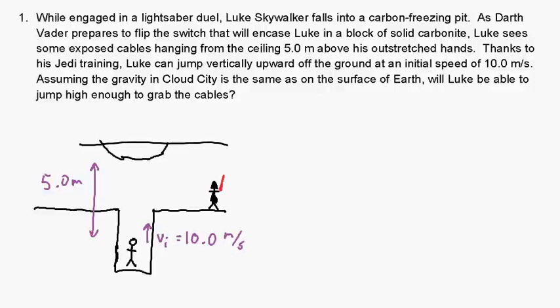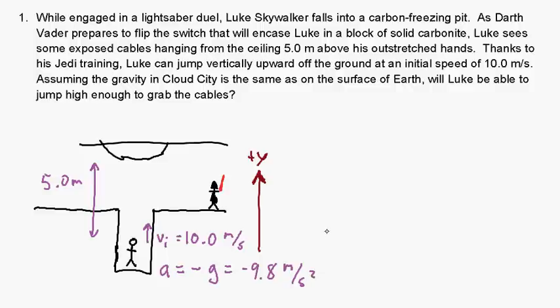Does he reach the cables? So first of all, just to be clear, let's establish our coordinate system. We're going to say the vertical direction up is positive y. Assume the gravity in Cloud City is the same as on the surface of the Earth, so Luke's acceleration will then be negative g, or negative 9.8 meters per second squared. Simple enough.